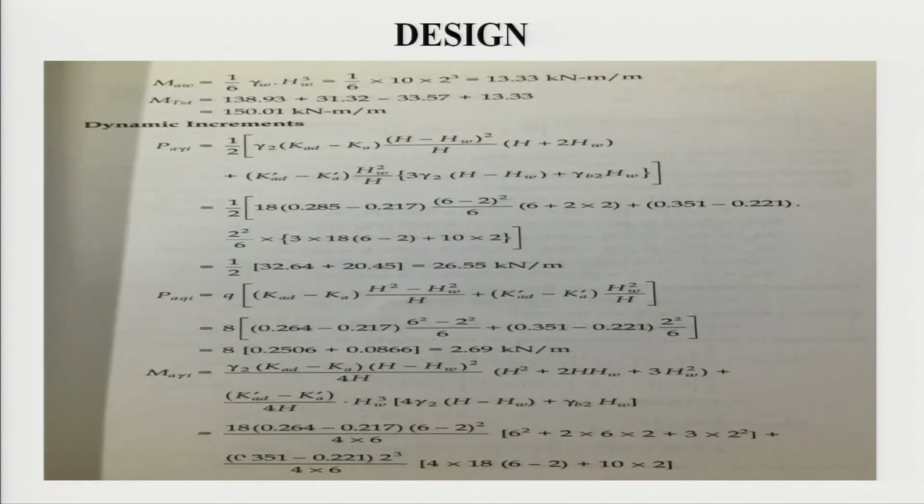Again MAW, putting the value of each parameter we will get 13.33 kilonewton meter per meter. Now MTST, the summation of all with the numerical value, that will come to 150.01 kilonewton meter per meter. So now considering the dynamic increment, we have to go for this one.